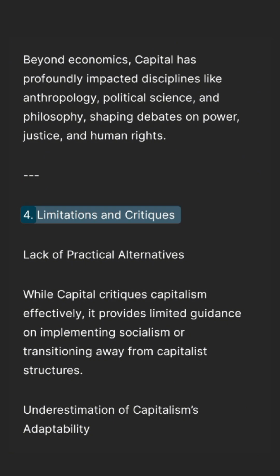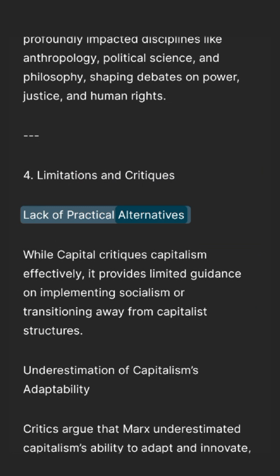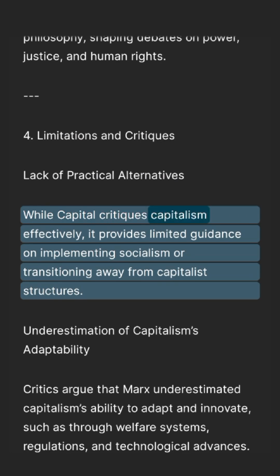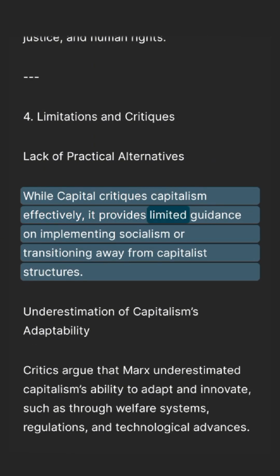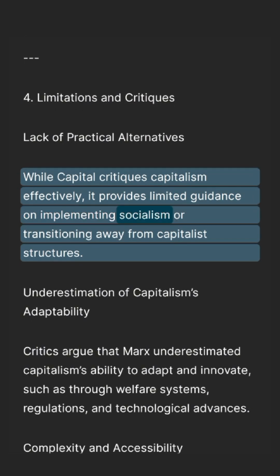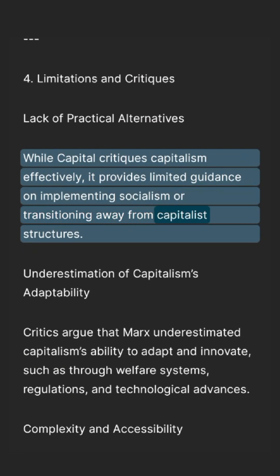4. Limitations and critiques. Lack of practical alternatives. While Capital critiques capitalism effectively, it provides limited guidance on implementing socialism or transitioning away from capitalist structures.